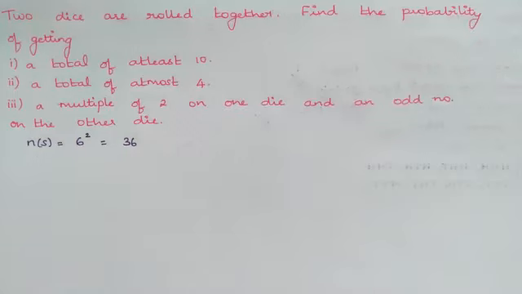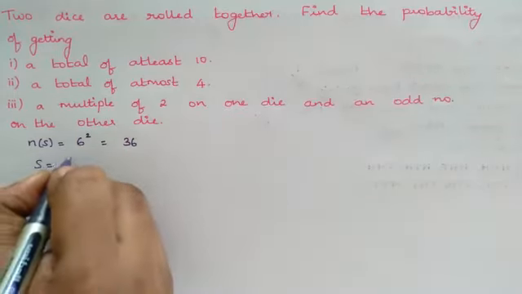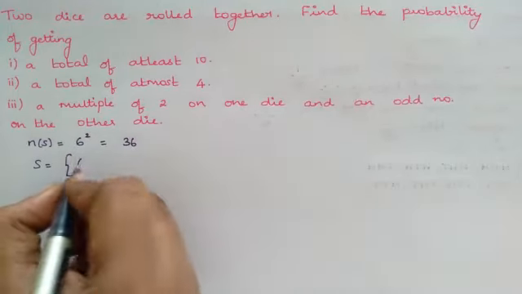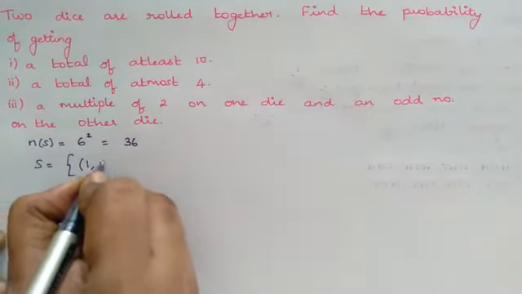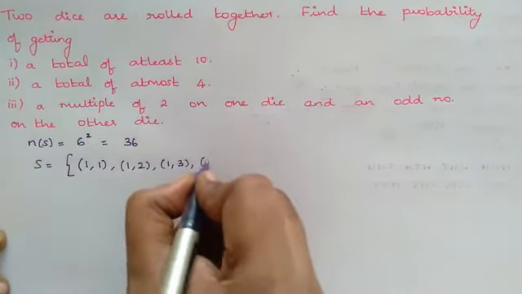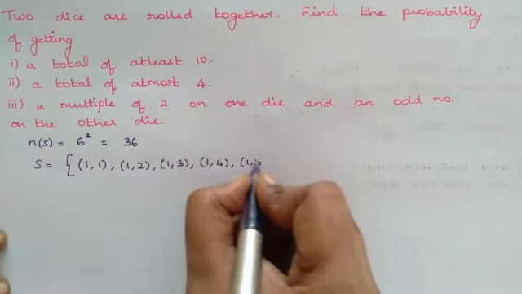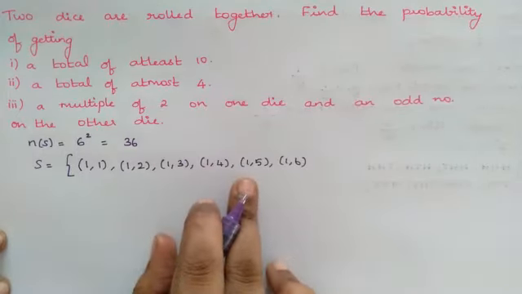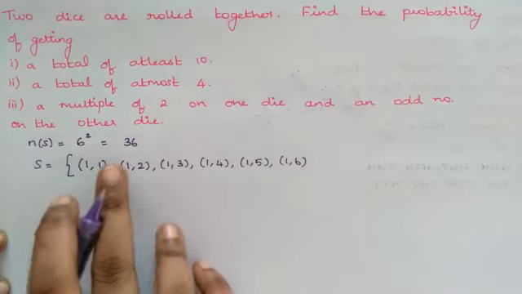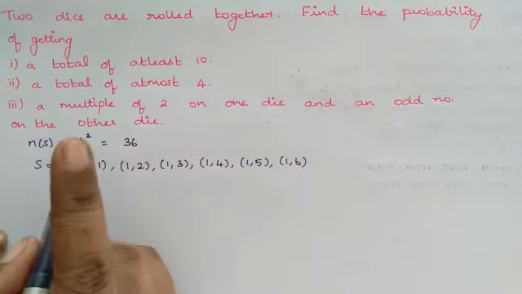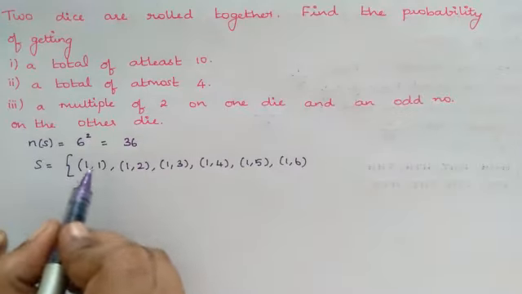Let's check. Sample space S is equal to the set of all outcomes. This is easy writing, children. Let's start. If the first die shows 1 constantly, the second die might show 1, so 1 comma 1, 1 comma 2, 1 comma 3, 1 comma 4, 1 comma 5, 1 comma 6. That is, the first die shows 1, and the second die might show 1, 2, 3, 4, 5 or 6. The first number shows the first die and the second number shows the number on the second die.